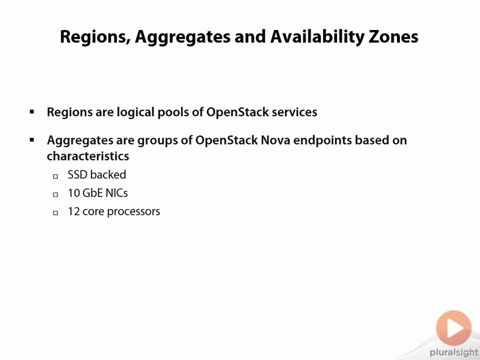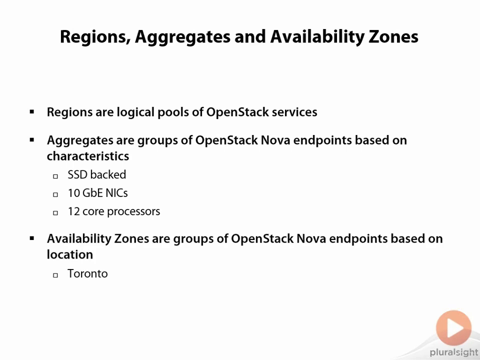Then there are aggregates. Aggregates are groups or pools of OpenStack endpoints that are based on physical characteristics. You can assign any characteristic to it, but typical ones we would see would be an SSD-backed pool of hardware, or fast networking environments such as 10 gig NICs or perhaps 40 gigs. If you have 12 core processors versus 6 core processors, you could group all of your 12 core processors into an aggregate pool.